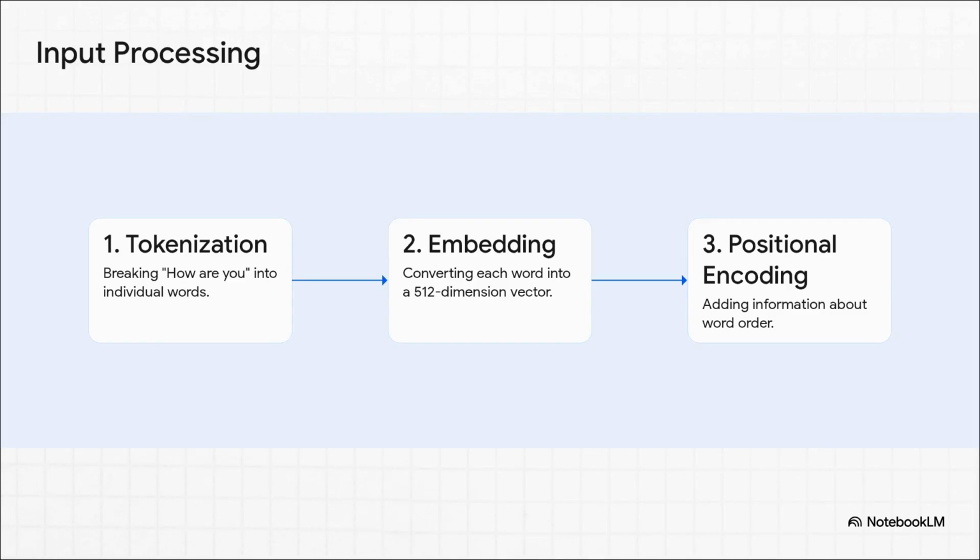Let's take a simple sentence, like, how are you? First up is tokenization. We just chop that sentence up into individual pieces. How, are, you. Simple enough. Then comes embedding, where each of those little word tokens gets turned into a big list of 512 numbers. That's its vector. But wait, that loses the order. So the final step is adding something called positional encoding. This is what tells the model which word came first, second, and third.